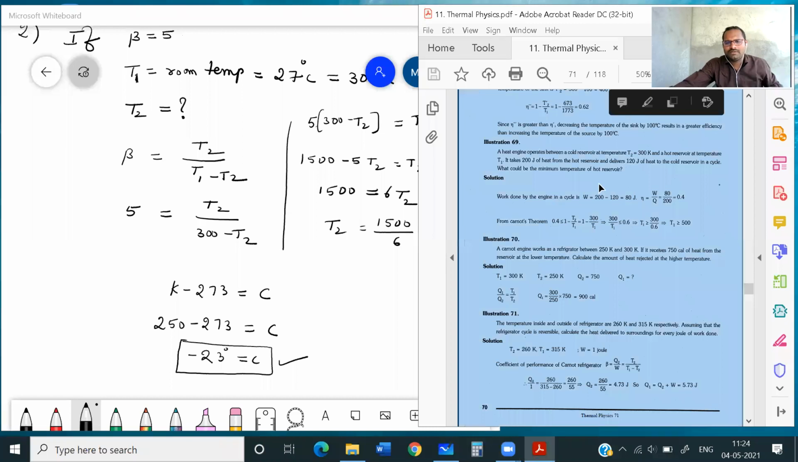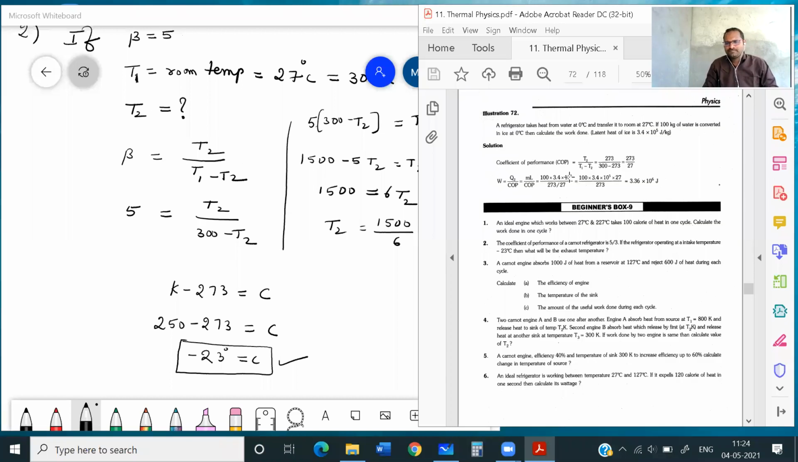Now let us come back to this question, beginner box 9. Let us take one question. See here, they have given one question. An ideal engine which works between 27 degrees centigrade and 227 degrees centigrade takes 100 calories of heat in one cycle. Calculate work done in one cycle.